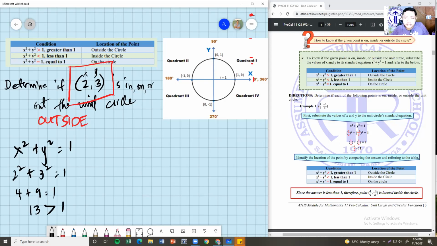Look at this. Is it greater than 1? Where does it fall? Is it on the first condition, second condition, or third condition? Type your answer in the chat box, please. Where does it fall?